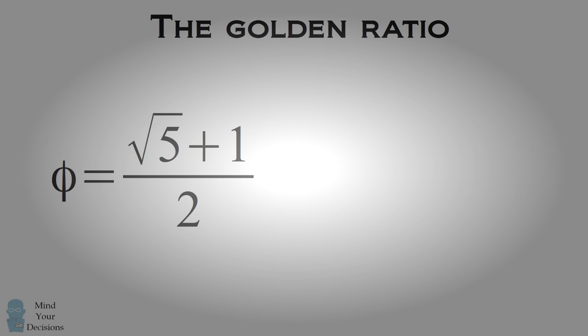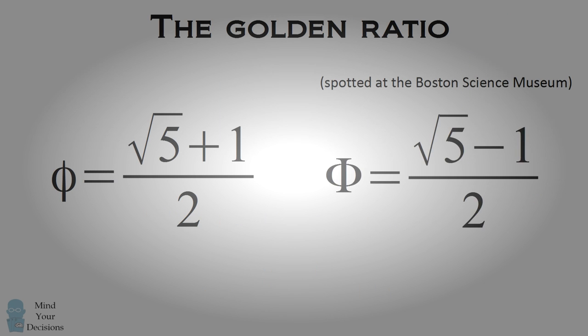The golden ratio is a very famous mathematical constant. Recently, a 15-year-old at the Boston Science Museum saw the golden ratio was written as the square root of 5 minus 1 over 2. Believing this was an error, he told the museum about it, and the museum admitted that, oh, this negative sign should actually be a positive sign. This was picked up by the media and everyone went crazy.